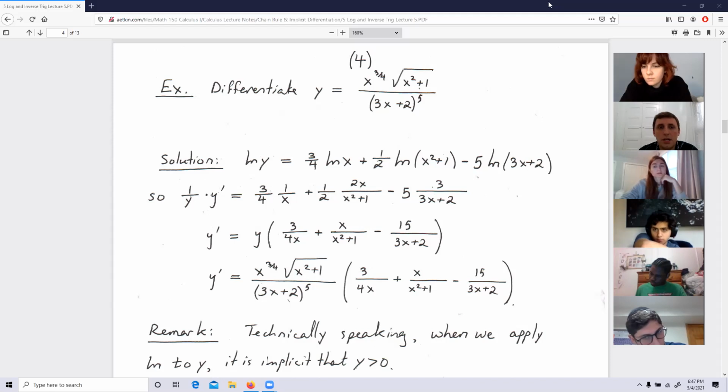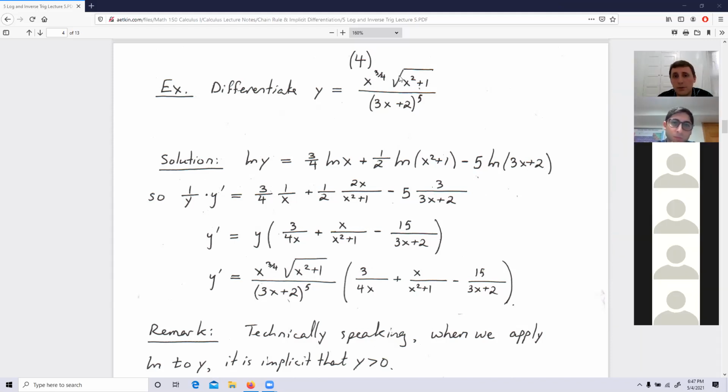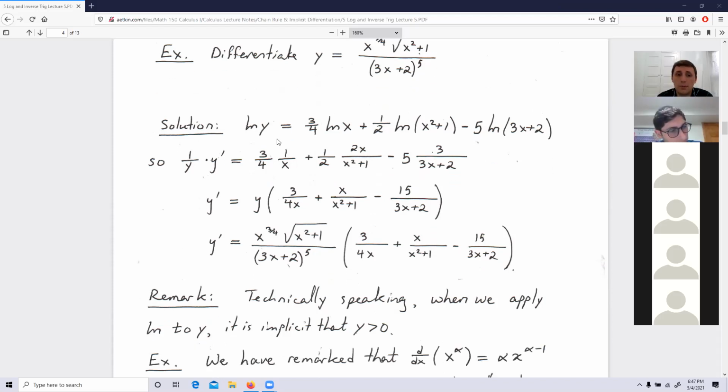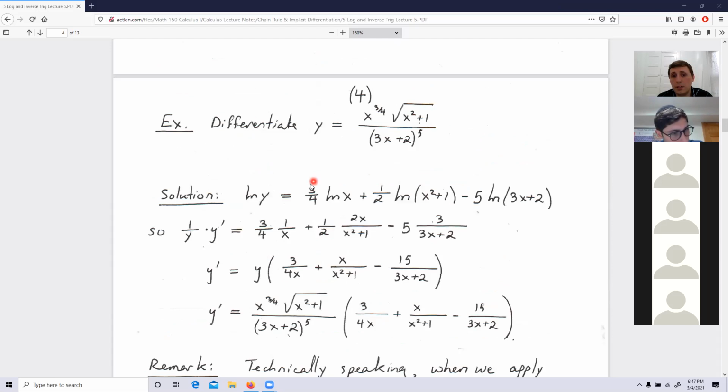Yes, essentially, guys, look at this expression. There are a lot of exponents. There is multiplication, division. It looks like the main operations are multiplication or division of sorts. Yes, that's how you know. So applying logarithm makes the situation so much easier. So I see that ln y is this expression. You understand how I obtained it, correct?